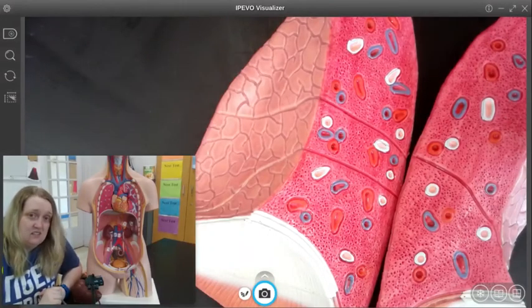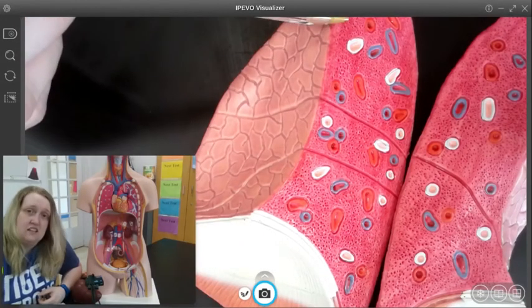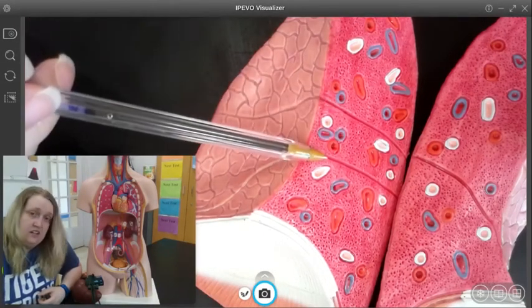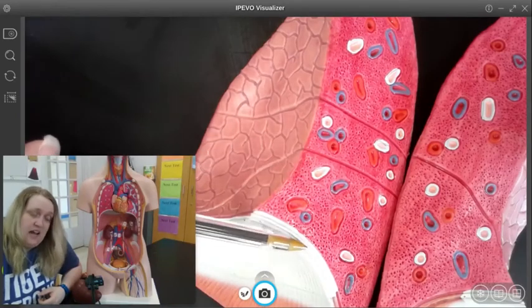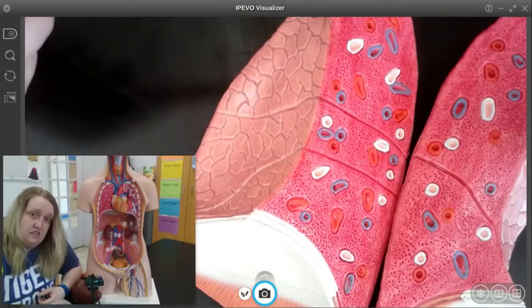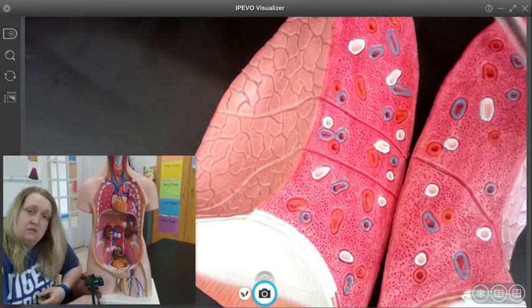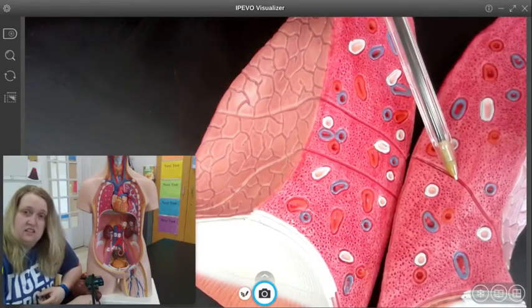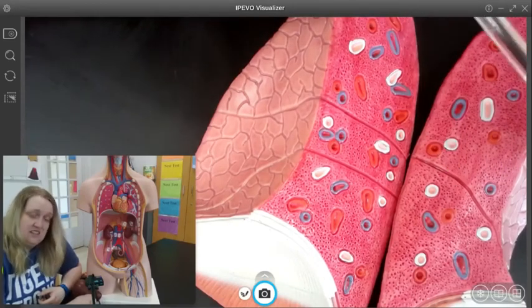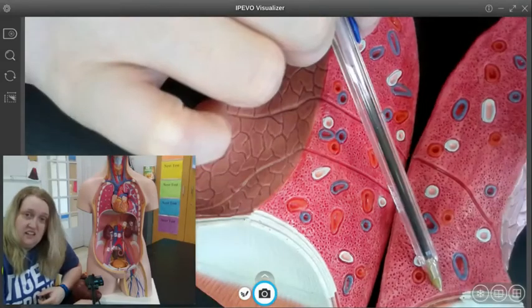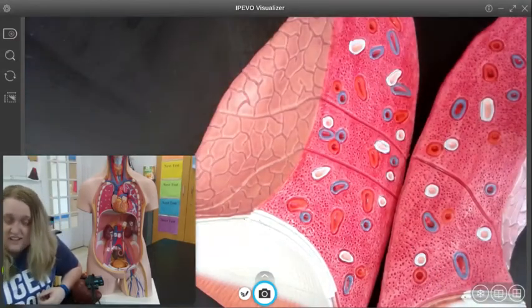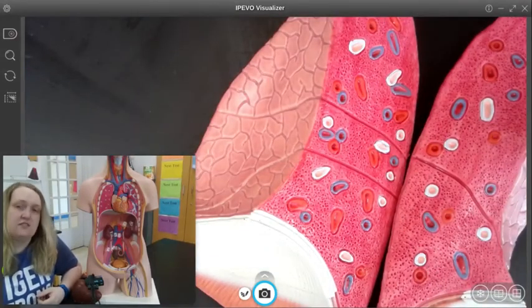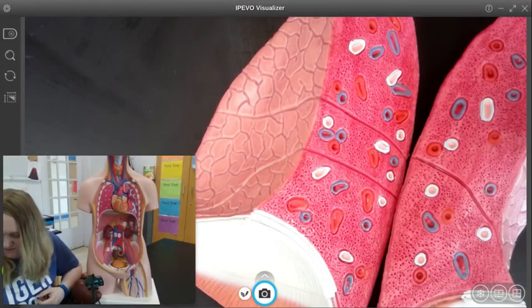I'm going to give you a hint. These lines, here and here, divide the lung into how many sections? Now this lung, if you look, there's only one line. So how many sections does this lung have? So that's number 17, the difference between the two lungs.